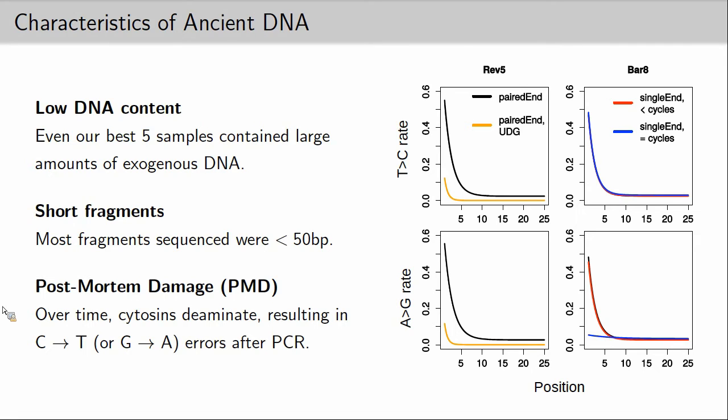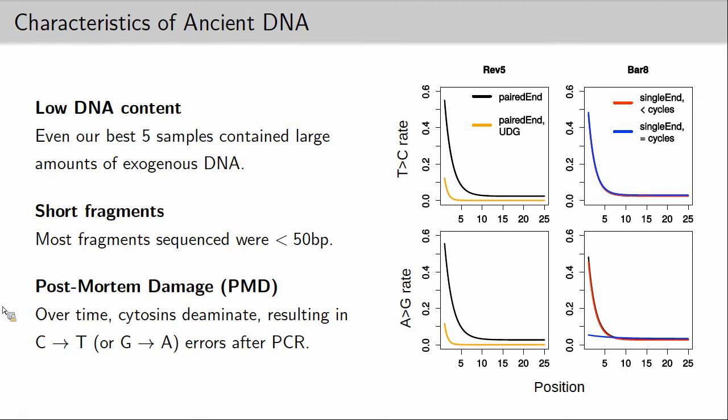The most common form of postmortem damage is the deamination of cytosines. If you have a deamination of cytosines, that turns into uracil, and if you do a PCR, that turns into thymine. As a result, you're going to see a lot of T's instead of C's when you look at these ancient fragments. Clearly, if we were to believe that these T's are all real, we would have a lot of mistakes in our genotyping, and as a result may get completely the wrong impression of relationships among people or even the diversity.